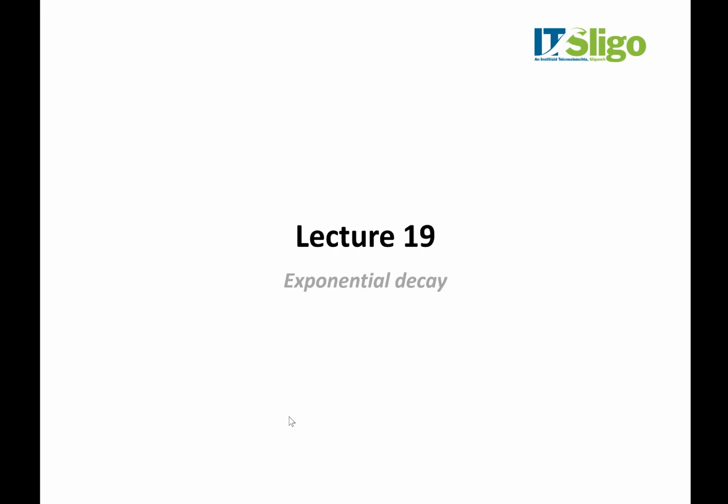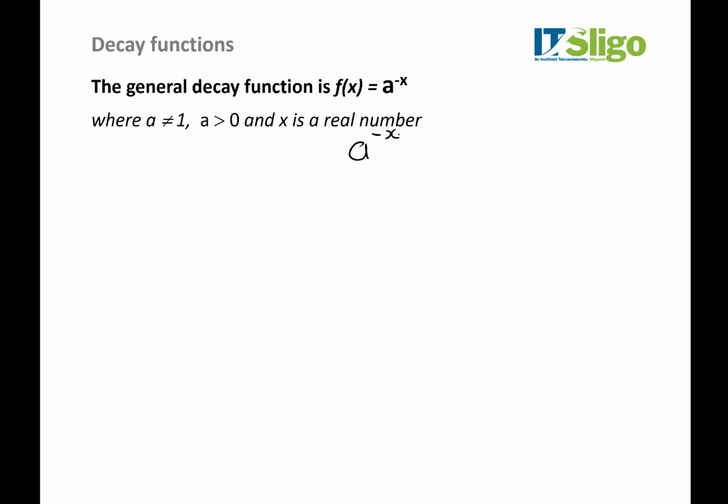Okay folks, welcome to the next lecture, and in this lecture we'll be taking a look at exponential decay. So the general decay function is a base with a negative power. And just some of the general rules: the base can't be equal to 1, it must be greater than 0, and our input is a real number. Again, a fraction, a decimal, a whole number. It can be positive or negative.